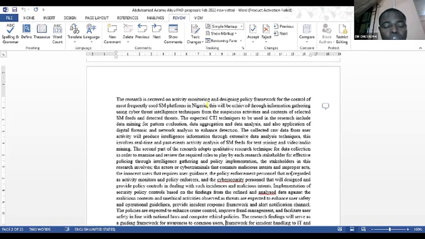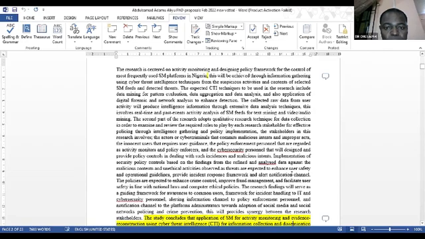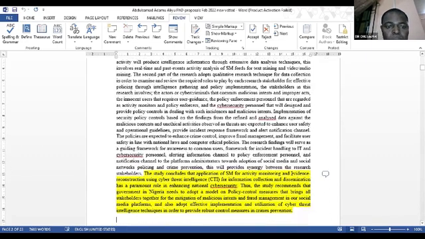I also believe that your methodology is well stated, because you say that the expected CTI techniques will be used in the research. The expected CTI techniques to be used in the research include data mining from pattern evaluation, data aggregation, data analysis. So your second paragraph, which talks about the methodology, is okay. Now we go on. Your first paragraph is okay, just that you need to shorten some sentences. Your second paragraph is quite okay also.